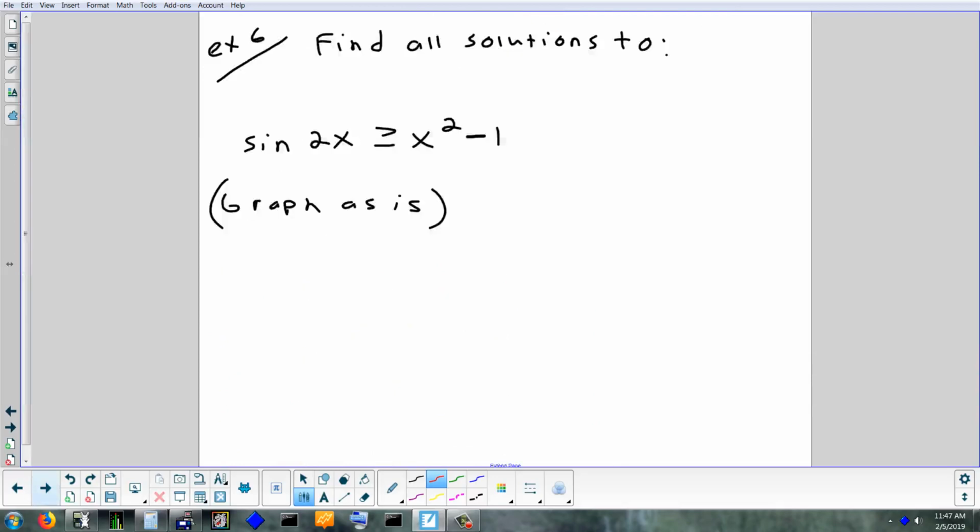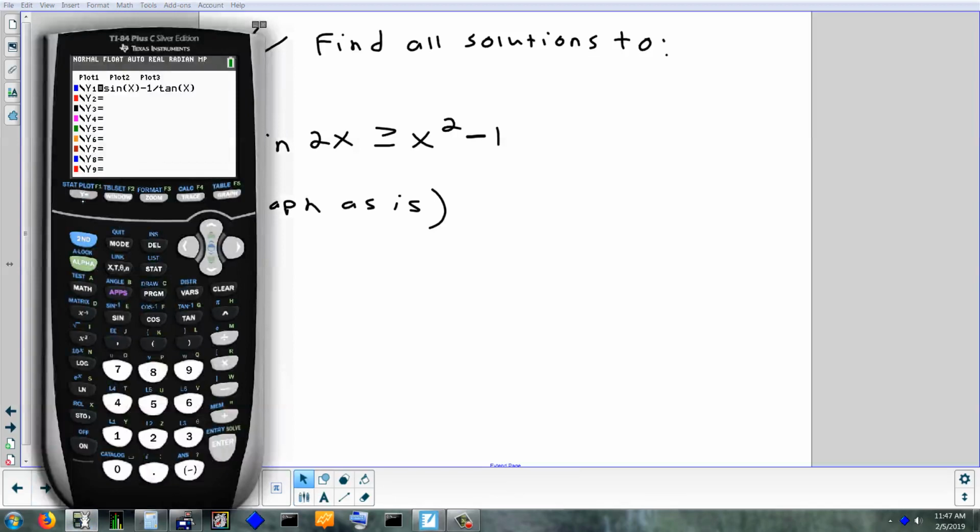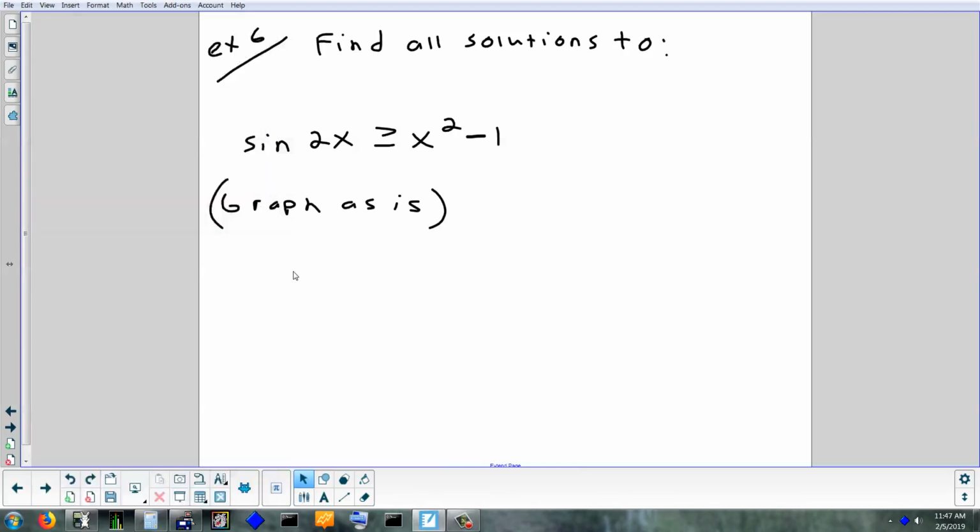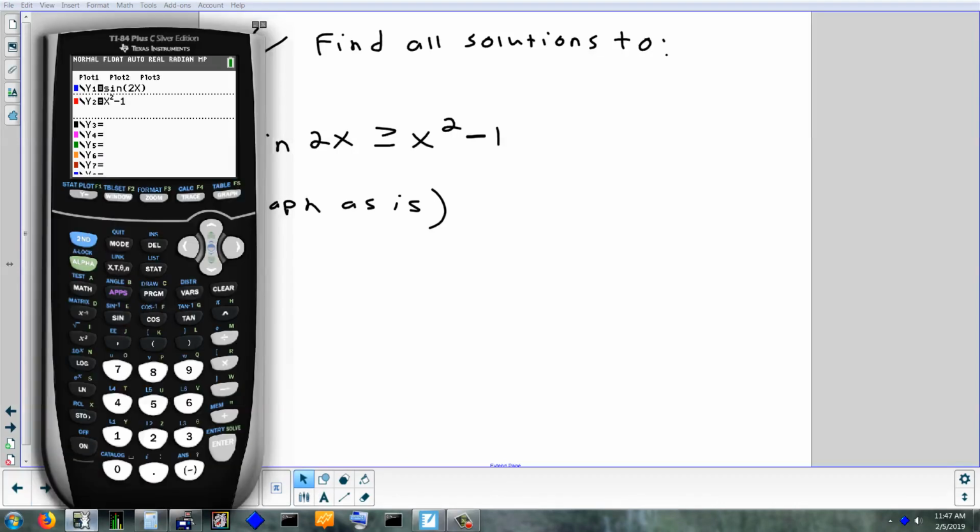All right. Let's graph this one, and let's just leave it as is. So don't get it equal to 0. Let's just type it in right away and see what it looks like. Sine 2x and x squared minus 1. Remember, x squared, that's a quadratic, that's a parabola. So I'm looking for where the sine function is above a parabola that's been shifted down 1 unit. Okay. So where is the sine function? Where is the graph in blue above the graph in red? So there's the graph in blue, there's the graph in red.